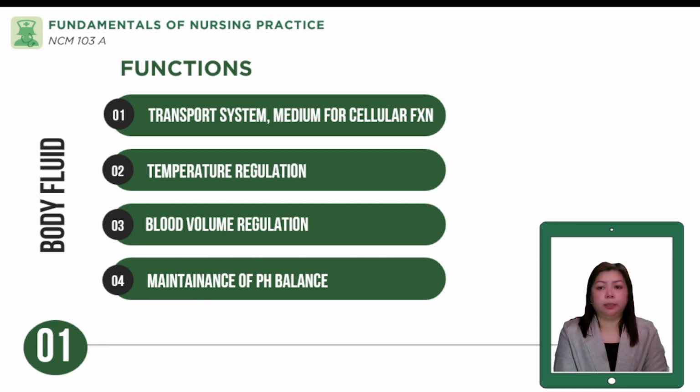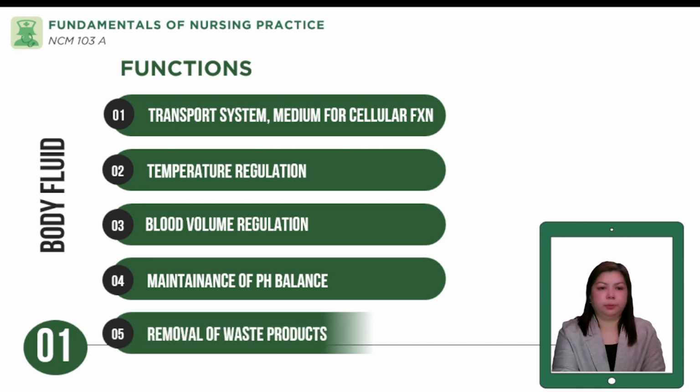Next, we have the maintenance of pH balance. Your body fluids, especially your blood, help maintain your body's pH balance within a very narrow range, which is very essential for cellular function. So buffers in body fluids help prevent excessive acidity or alkalinity, ensuring stable conditions for biochemical reactions.